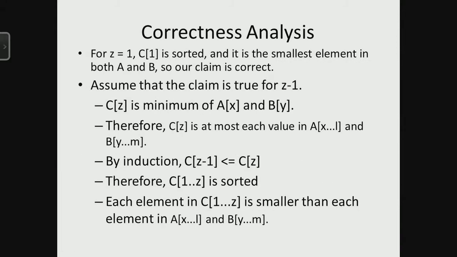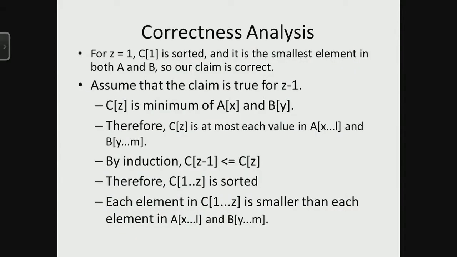Continuing the correctness analysis, we set up the proof by induction. Let us assume that z is equal to 1, and in this case the singleton array, the array containing just one element, is sorted. It is indeed the smallest element in the arrays A and B, and therefore our claim is correct in this base case. Let us make the induction hypothesis that the claim is indeed true for a value z minus 1, and let us prove this for z. This would complete the induction step.